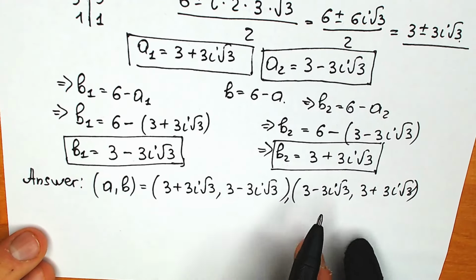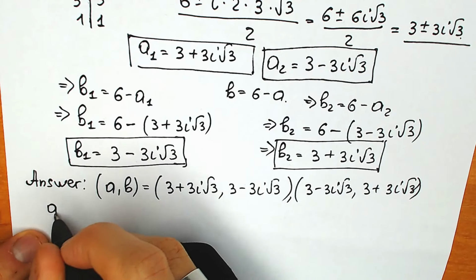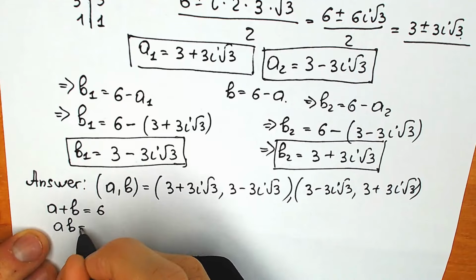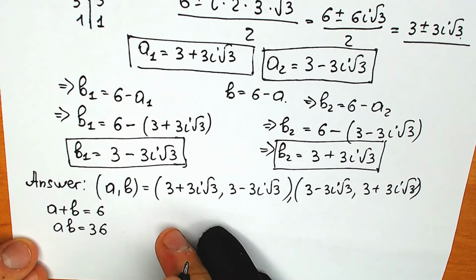Okay, we have both pairs, and let's rewrite our question from the beginning. So we had a plus b equal to 6, and ab equal to 36. Right now, let's check these roots.